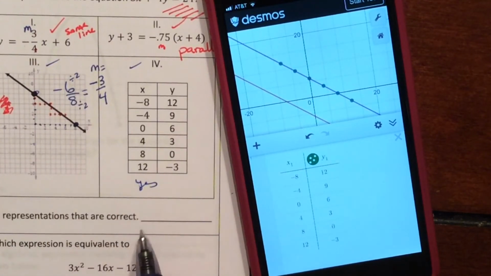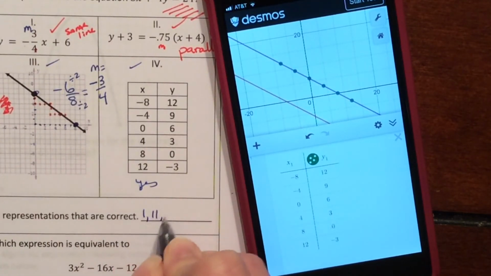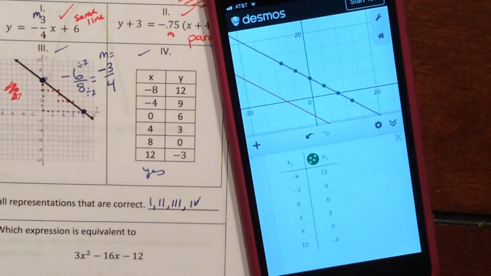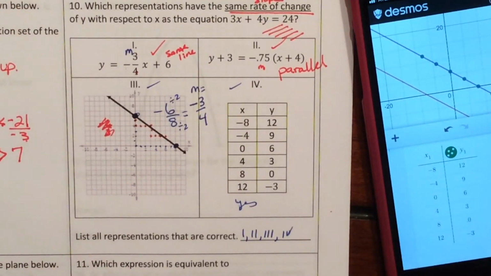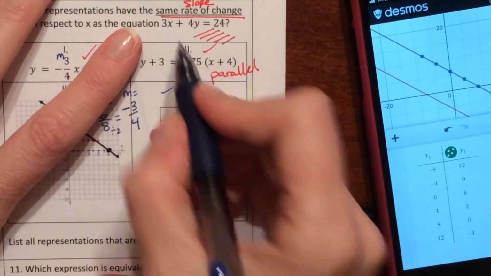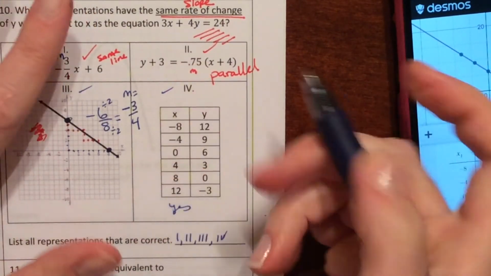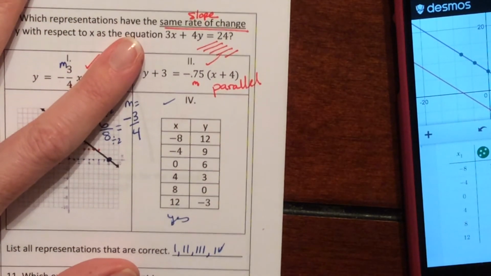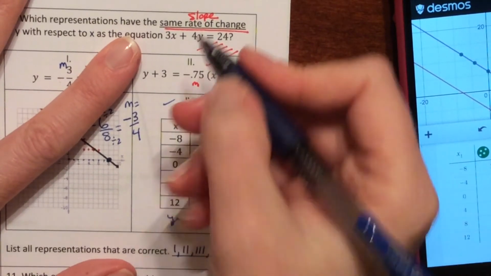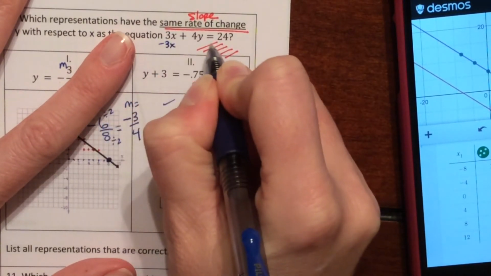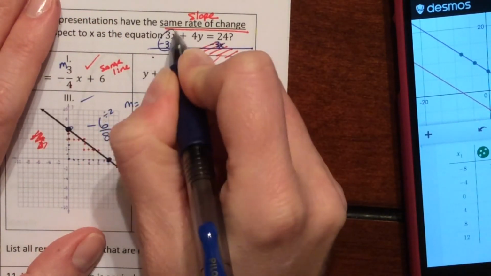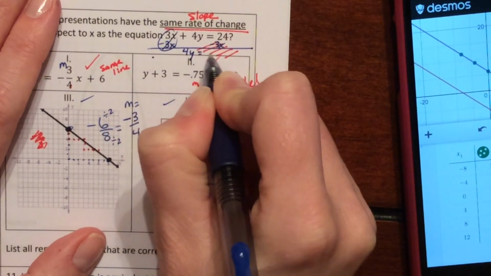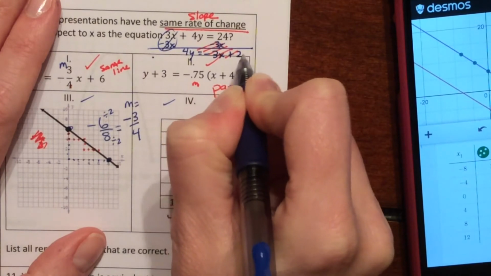So, list all the representations that are correct: 1, 2, 3, and 4 in this case. All those representations are going to be the same as our line. You can also solve to get the y by itself if you wanted to compare the numbers instead of just using Desmos just to see. So to do that, we subtract 3x from both sides, and you would have 4y equals -3x plus 24.